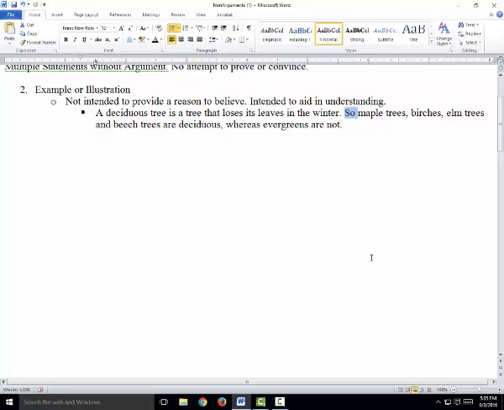Now, as usual, with a lot of this material, there is a complication that arises. Whereas examples and illustrations are not generally arguments, sometimes an example can be used as an argument. And this is called argument by example. When somebody uses an example of something, in order to convince you that that type of thing exists, then of course that's an argument, because it's an attempt to convince.